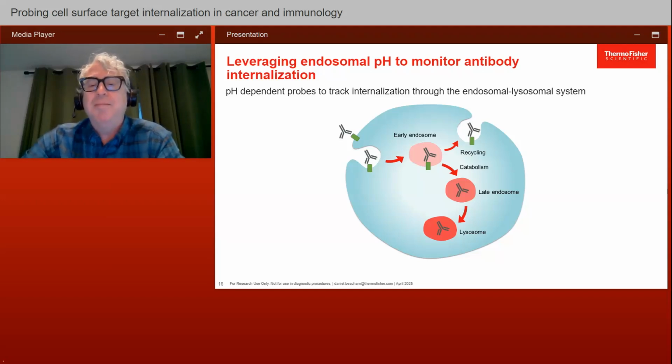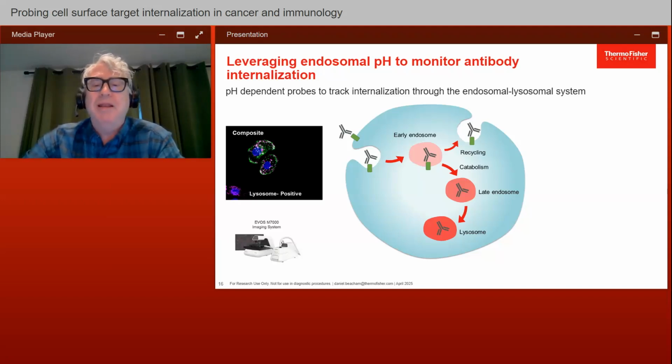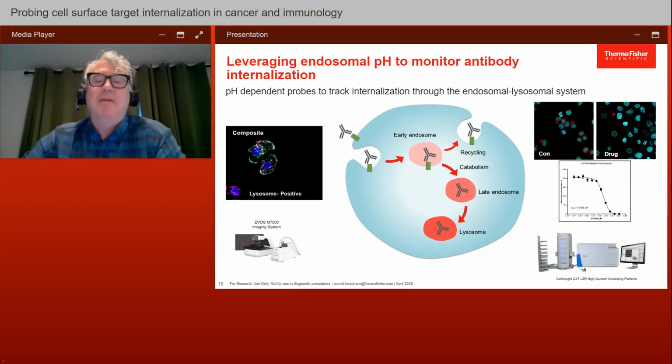And so again, these are measurements I'm going to take both on the left side on my EVOS, where I can just peek and make sure that the experiment worked, take some nice pictures, and then over here on the right, I can then drop the microplate into my high content platform and quantify the signals.